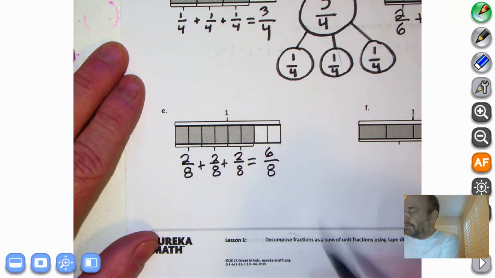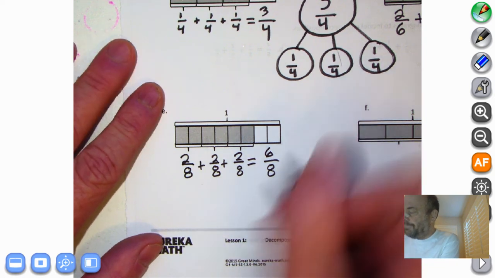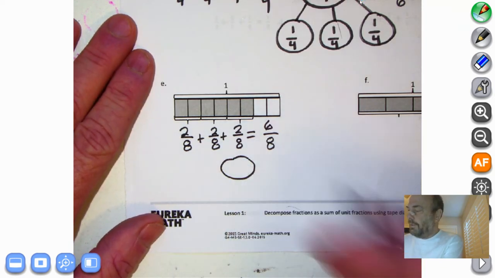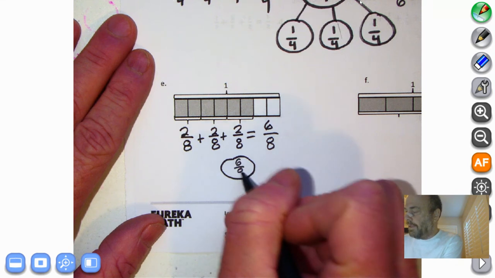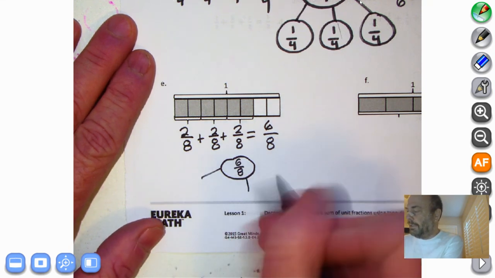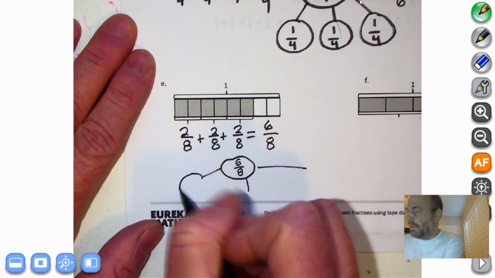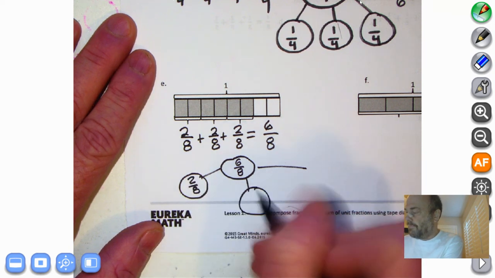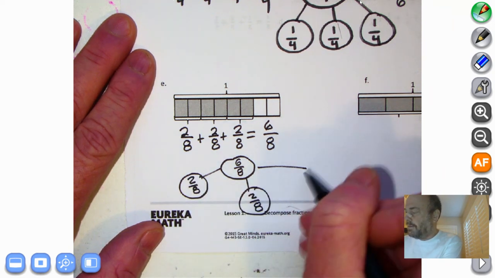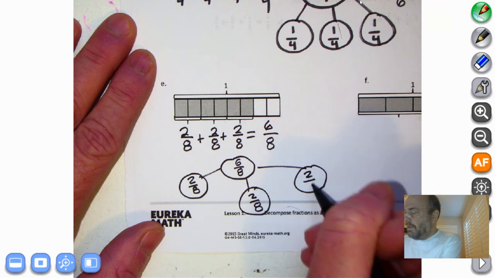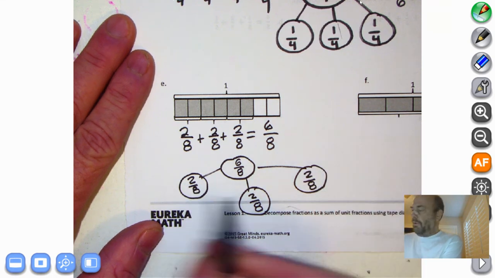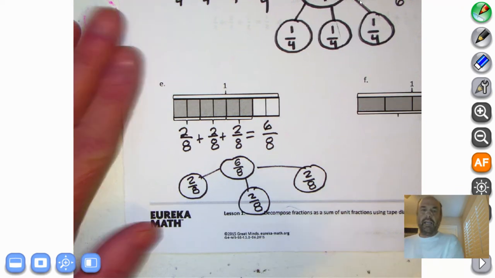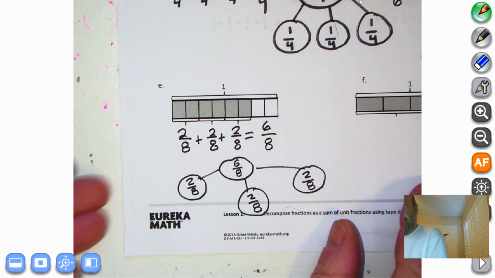6 8s. Okay, so let's break that down as a number bond. Let's make a little room down here. So we have the 6 8s, and we've broken it into 3 pieces of 2 8s each. And there we have it. 2 8s plus 2 8s plus 2 8s equals what? It equals 6 8s.